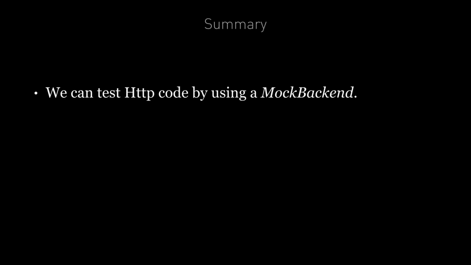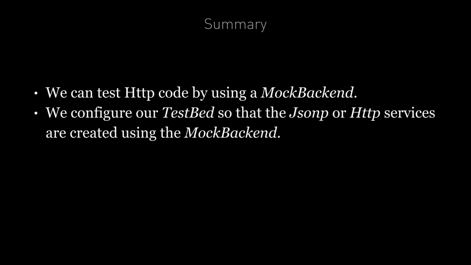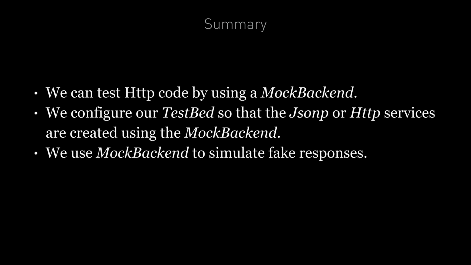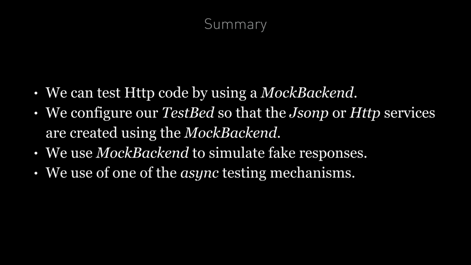So to summarize, we can test code that makes HTTP requests by using a mock backend. And this requires that we configure our testbed so that the Jsonp or HTTP services are created using the mock backend. We then grab a reference to the instance of mock backend that was injected into the Jsonp or HTTP service and use it to simulate responses. And since our code and HTTP is by nature asynchronous, we use one of the async testing mechanisms that we've covered in one of the previous lectures.